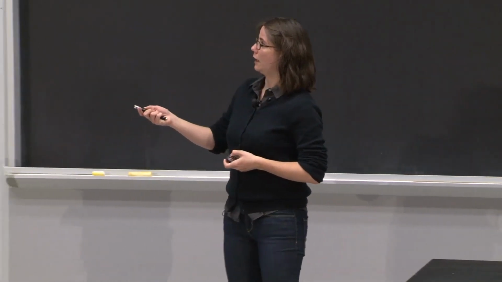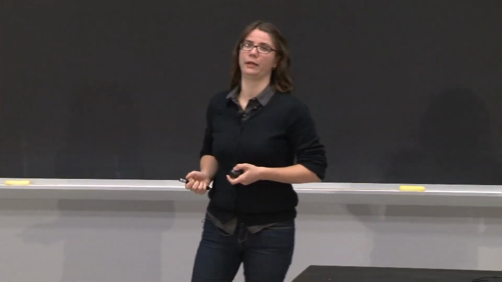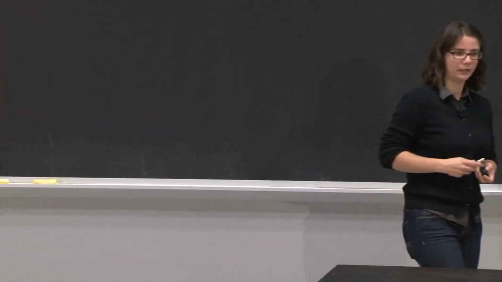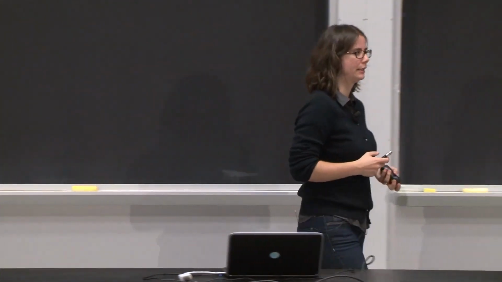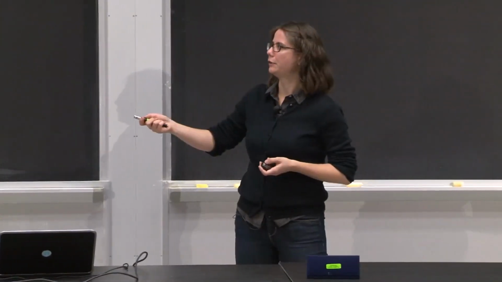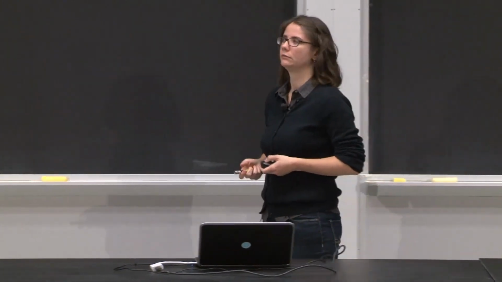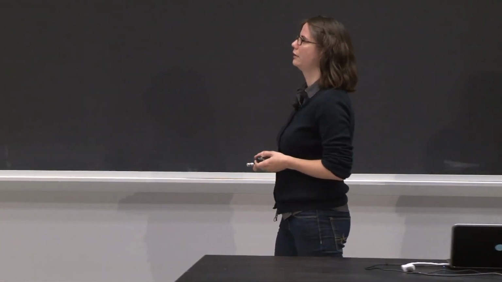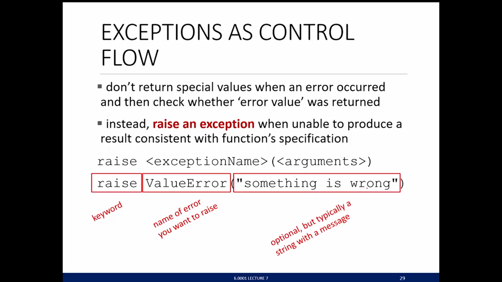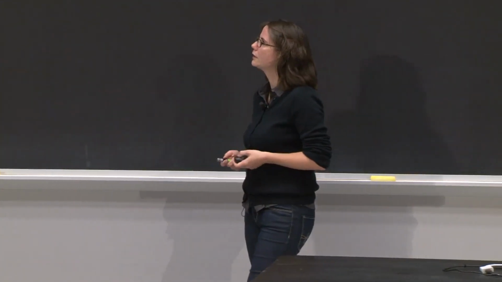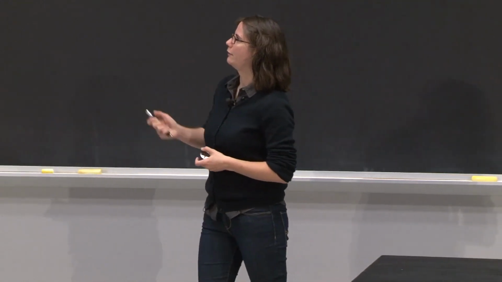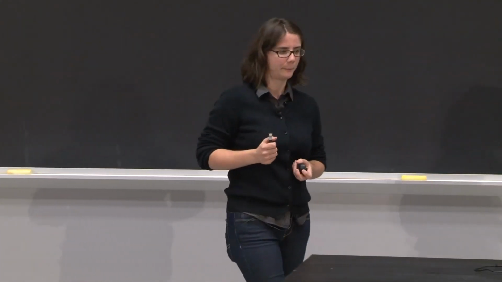Okay? A lot of the time, we're going to raise a value error. So if the number is less than 0, then raise a value error, something is wrong. The keyword, the name of the error, and then some sort of descriptive string. Okay, so let's see an example of how we raise an exception.